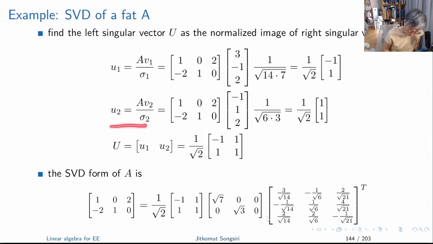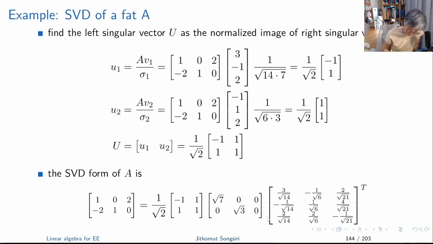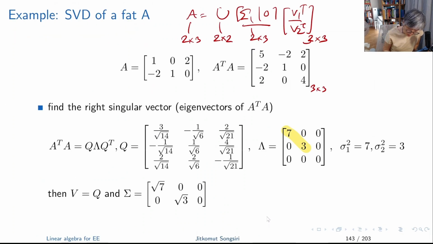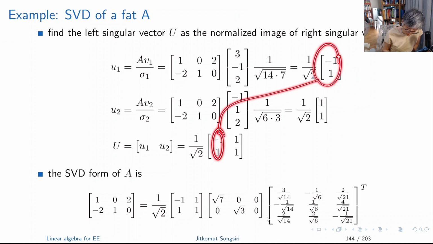For U2, you do the same. This is A. V2 is this vector. And then divided by sigma 2, which is square root of 3. And that is U2. In this example, we expect U to have two columns, and that's it. We have found U1 and U2. So you stack U1 as the first column, stack U2 as the second column in the matrix U. And that's how you arrive at the SVD form of a fat A in this example.